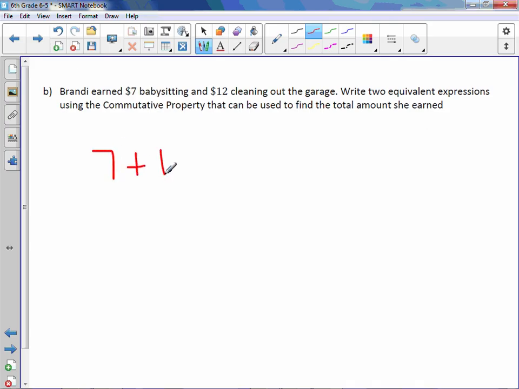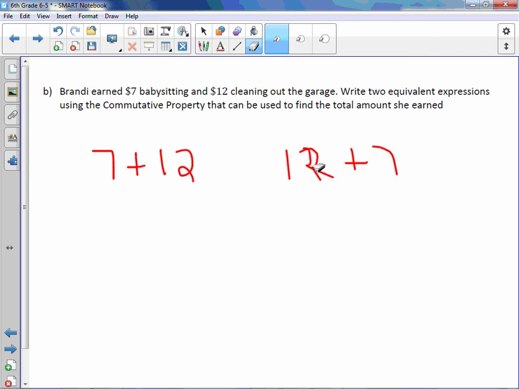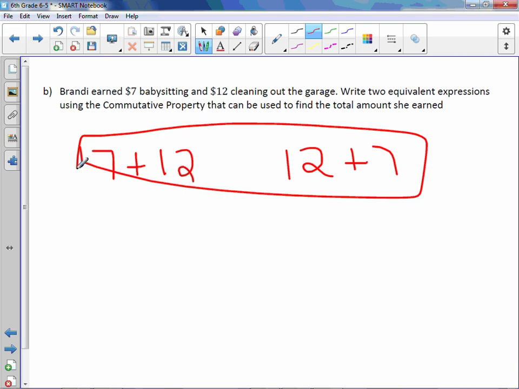So 7 plus 12. If we're using the commutative property, that means we can switch them around. So it'd be 12 plus 7. And it doesn't say we have to simplify, it just says to write the equivalent expressions. So that's our answer.